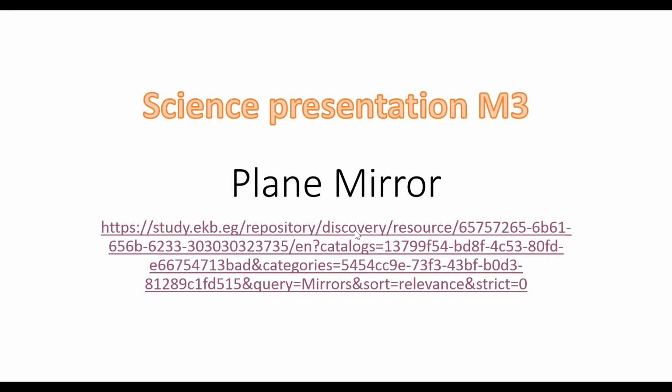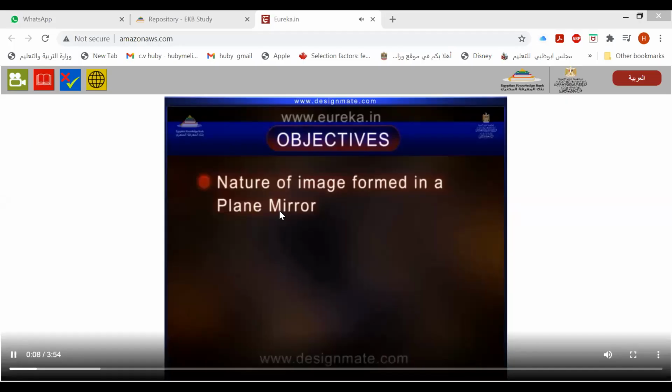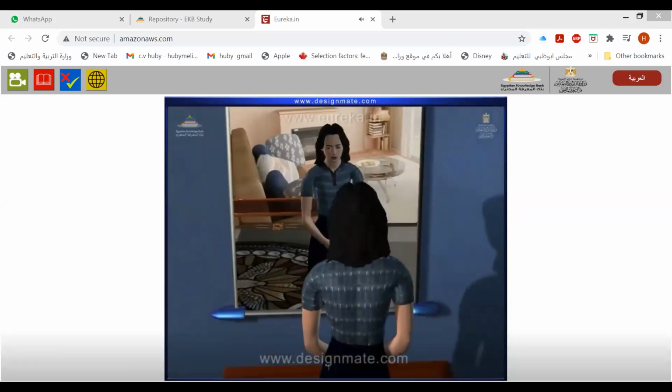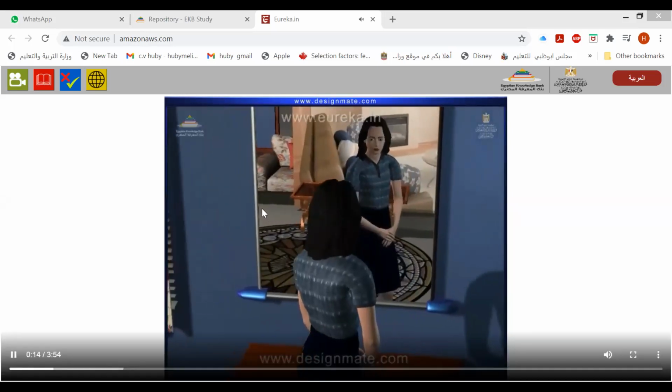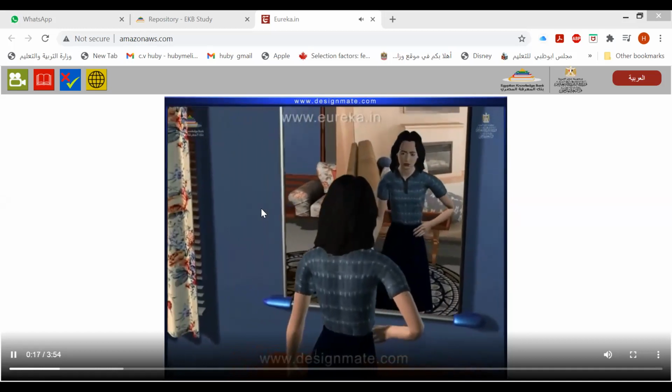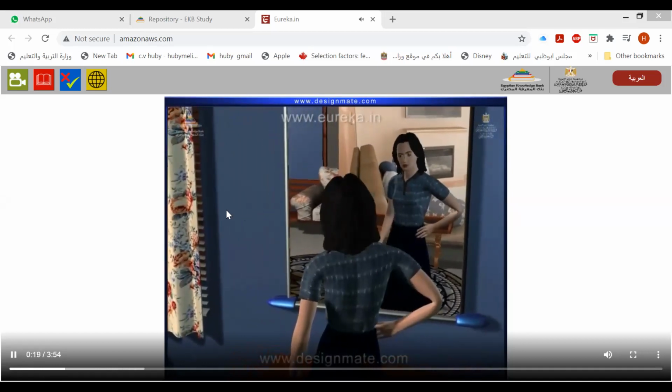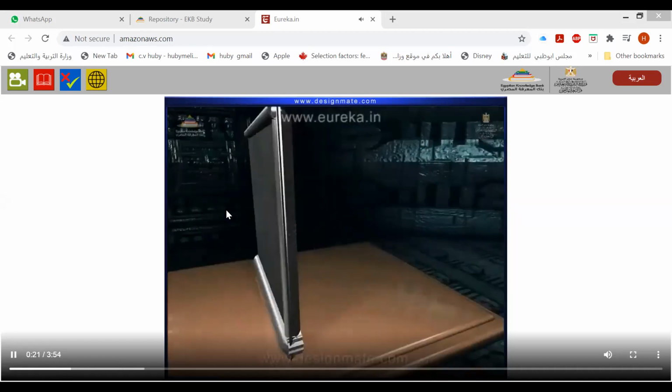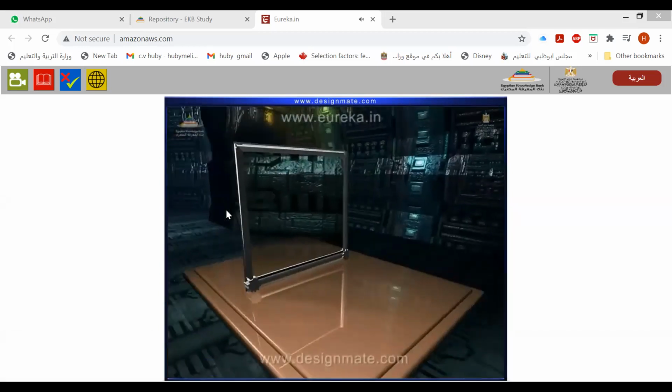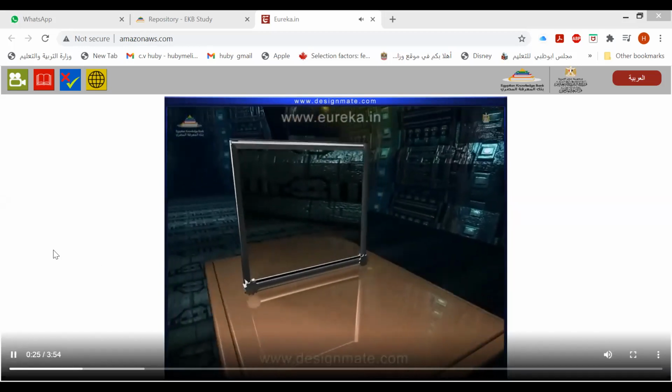Image formation in plane mirror. Objectives: to study the nature of image formed in a plane mirror. We all use a mirror every day to see how we look. You know that we can see our image in the mirror. Let us now study something more about the nature of image formed in a plane mirror.